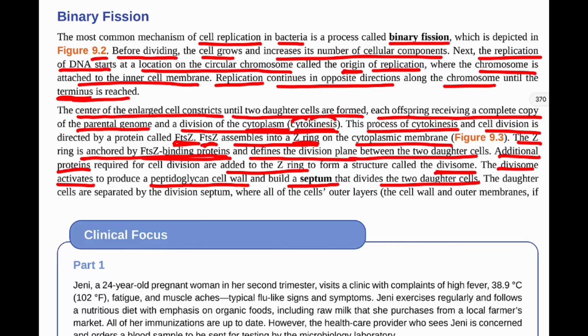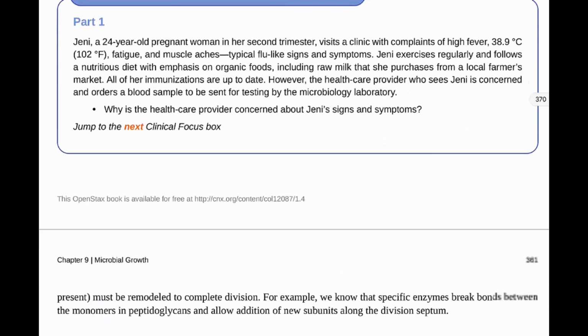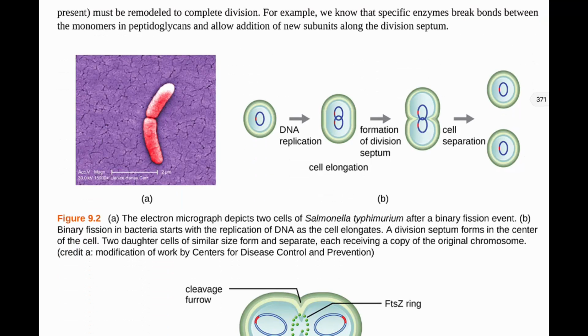So the septum is this division between the two cells, and we're going to look at the image in just a minute. So the daughter cells are separated by this division septum, where all of the cell's outer layers, meaning the cell wall and the outer membranes, are then remodeled to complete the division process.